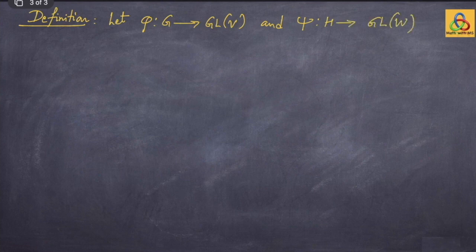Now let us define the tensor product of representations. Let phi from G to GL(V) and psi from H to GL(W) be representations of groups G and H respectively.